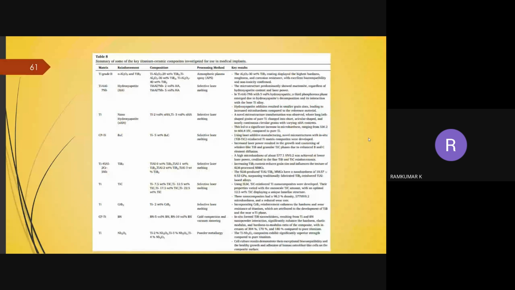For example, here you can see the titanium grade. Various kinds of reinforcement are used, which create a certain composition. Here they are given the processing methods, and the key results are also given. The various processing methods they are using are atmospheric plasma spray, selective laser melting, and so on. For example, they are using titanium 6, aluminum 7, and niobium. The reinforcement they are using is hydroxyapatite. Reinforcement enhances the strength of the material. The process they mostly use is selective laser melting to improve the resistance of the material.